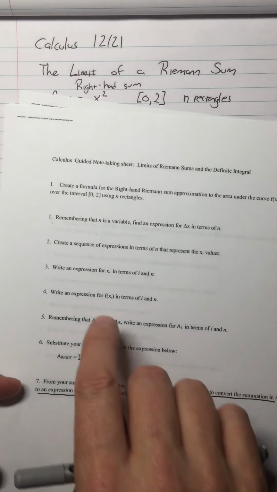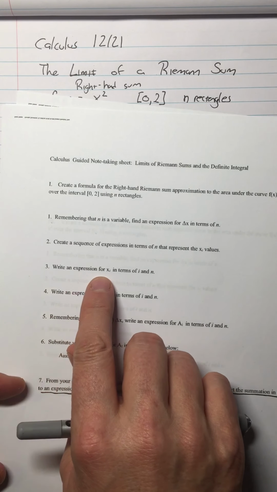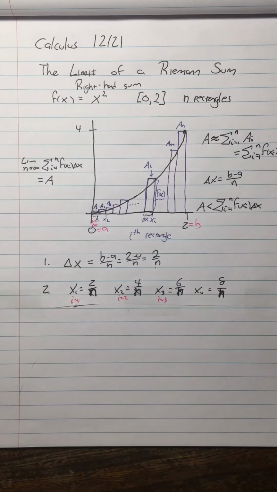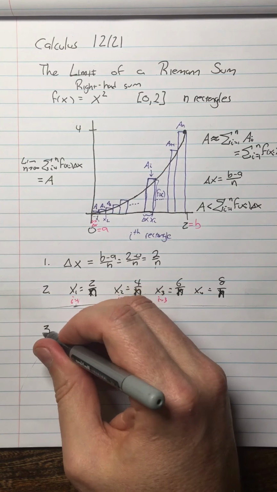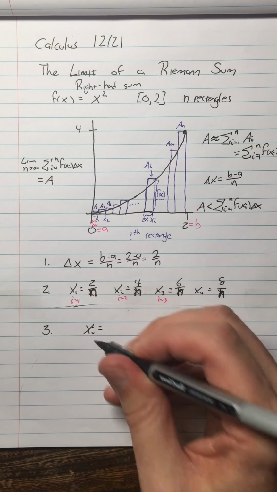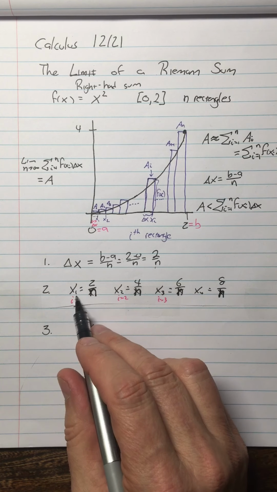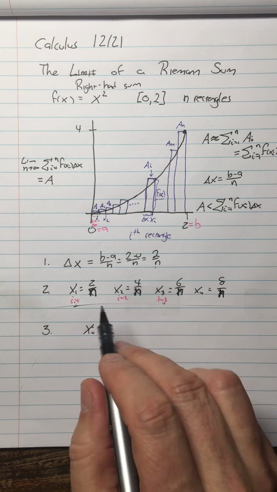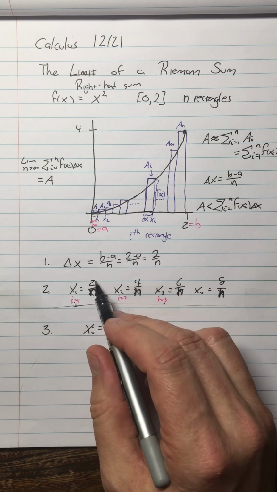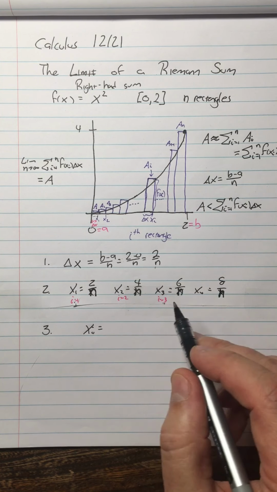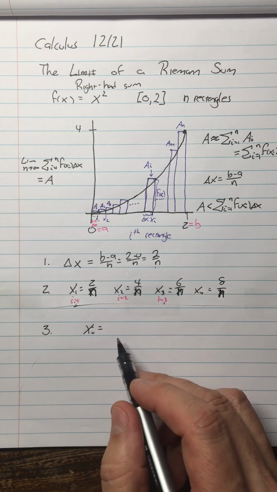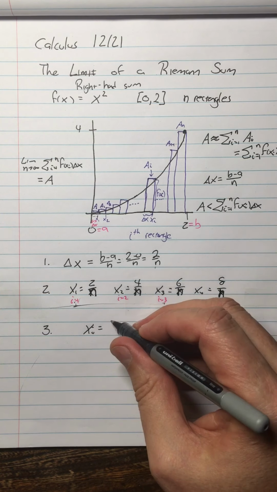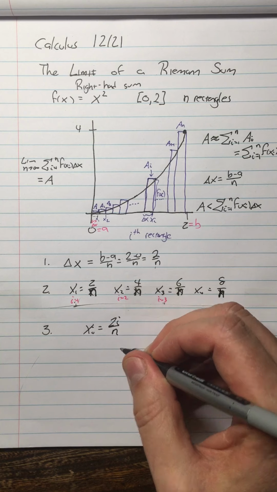All right, for number 3, we're supposed to write an expression for x sub i in terms of i and n. So here's our number 3. What does x sub i equal? Well, the i is the subscript of the x, right? So this is i equals 1, i equals 2, i equals 3. When i equals 1, x sub i is 2 over n. i equals 2, we have 4 over n. i equals 3, we have 6 over n. So what does x sub i equal in terms of i and n? It's equal to 2i over n.